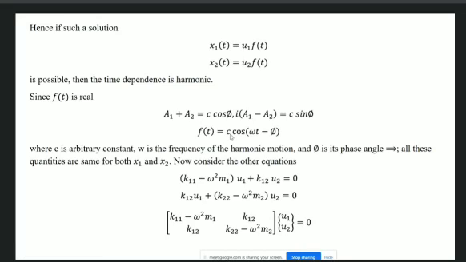C is nothing but, if we square these two equations and add them up, then c square cos square phi plus c square sin square phi will be equal to (a1 plus a2) whole square plus (a1 minus a2) whole square. So that means c will be the square root of (a1 plus a2) whole square plus (a1 minus a2) whole square. So that's how we can find out c. It will be the square root of the summation of the squares of these terms.